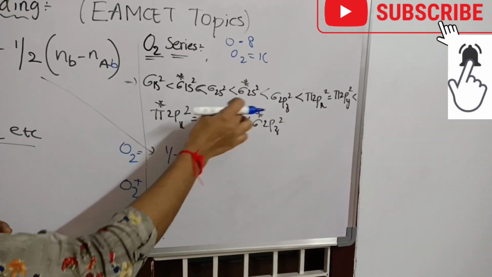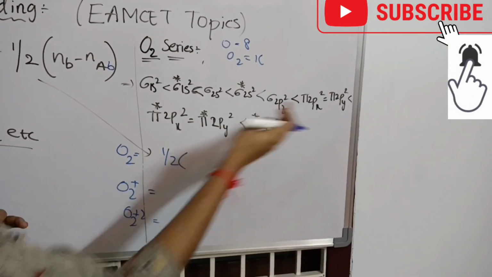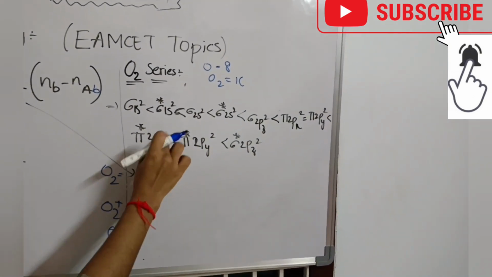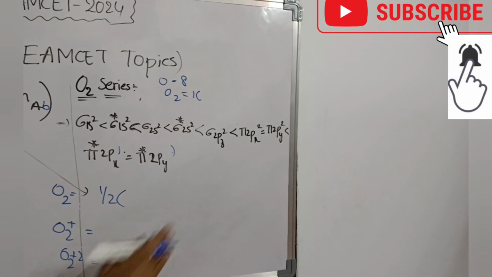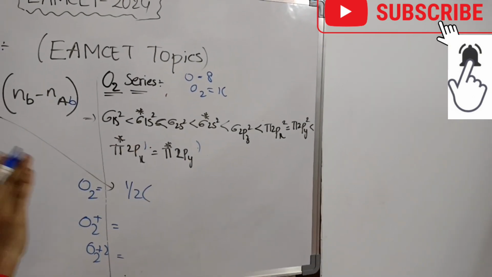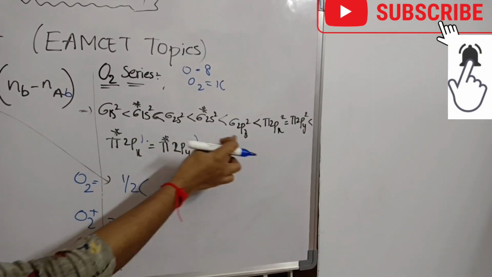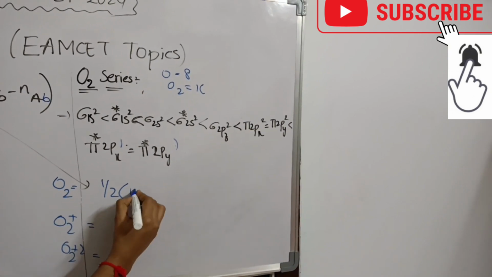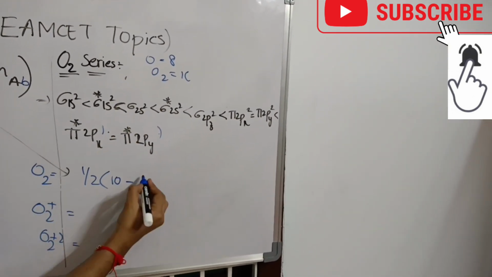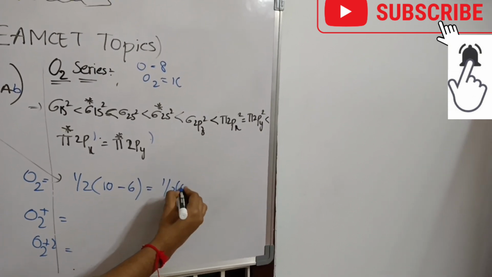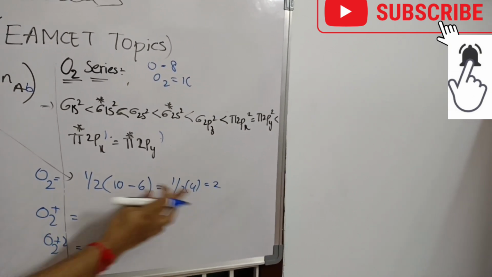1, 2, 3, 4, 5, 6, 7, 8, 9, 10, 11, 12, 13, 14, 15, 16. So here you will have 1 and here you will have 1 and you don't have this. Okay. For O2, the configuration is this. Number of bonding electrons 1, 2, 3, 4, 5, 6, 7, 8, 9, 10. So 10 minus 1, 2, 3, 4, 5, 6. So 10 minus 6 is 4. So half into 4 is equal to 2. So O2 bond order is 2.